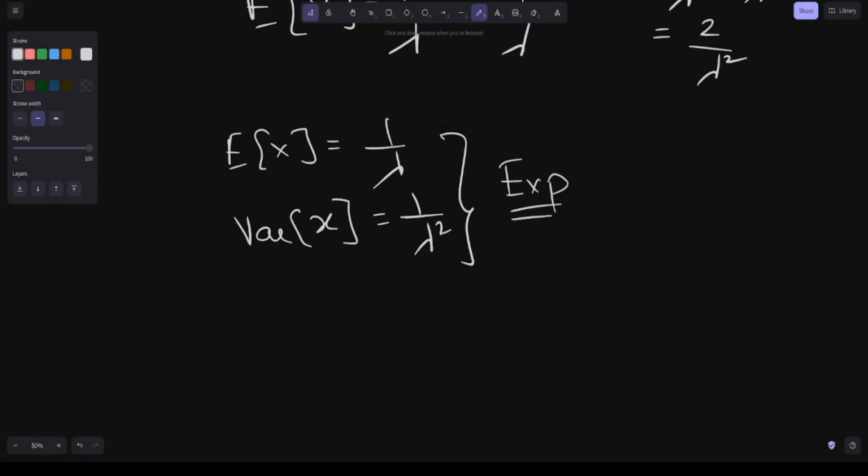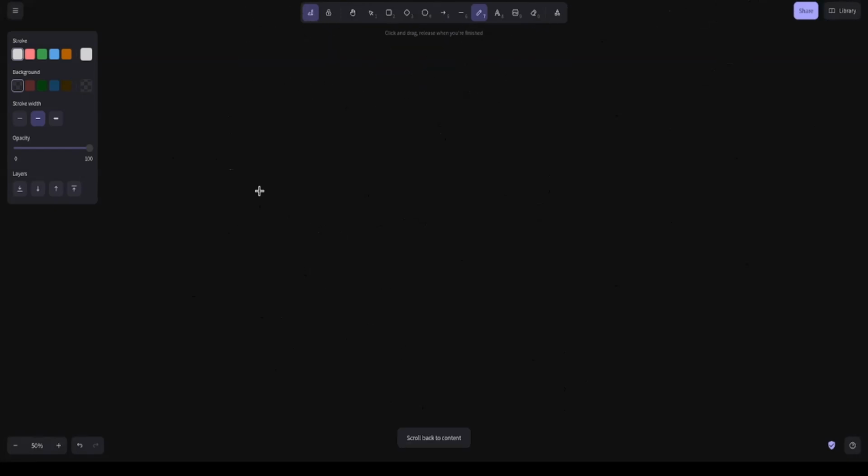This is how you solve for this. All the questions here are very straightforward, just using the formula. You will not have something very different or very weird.